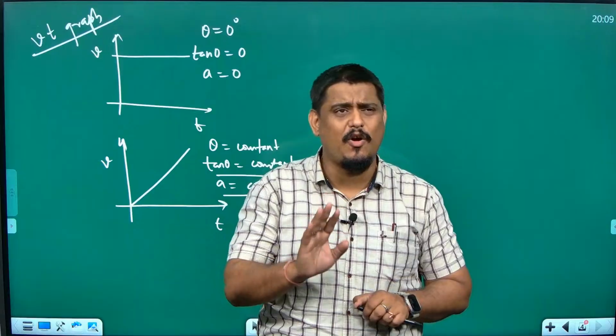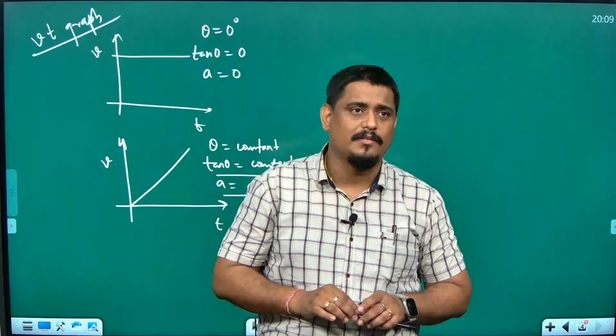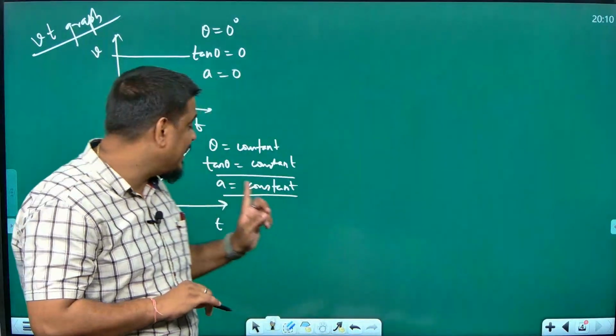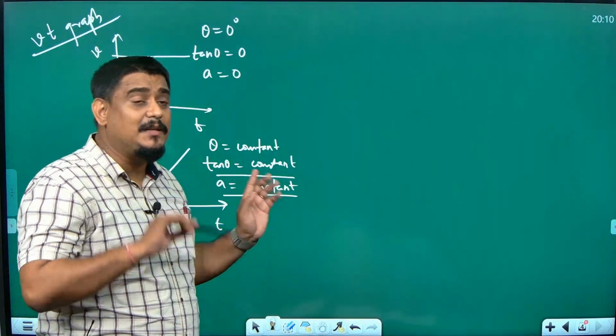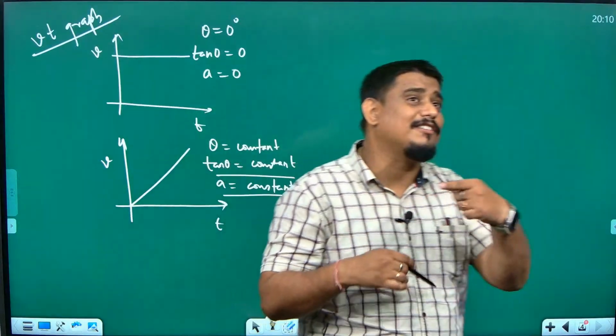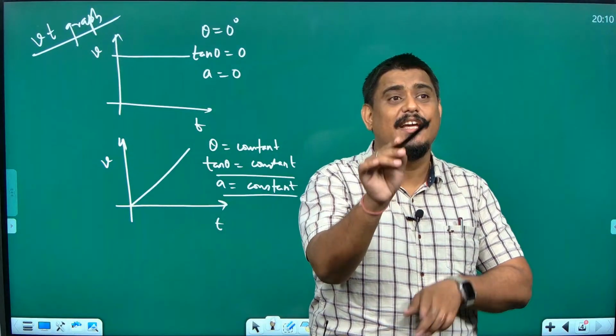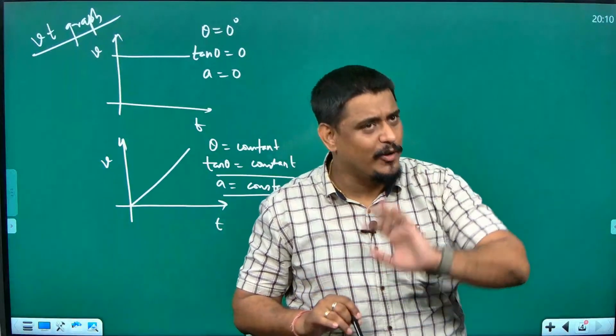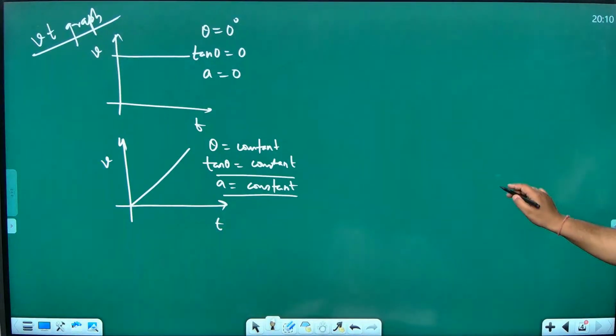Think and say. You may be wrong, no problem. Yes, sir. No, yaar. Why does it have to be 0? Acceleration is constant. It means the rate at which velocity is changing is constant. I will give an example to you. I know you are confused. The example can be very simple.